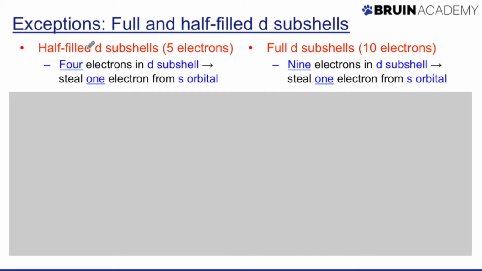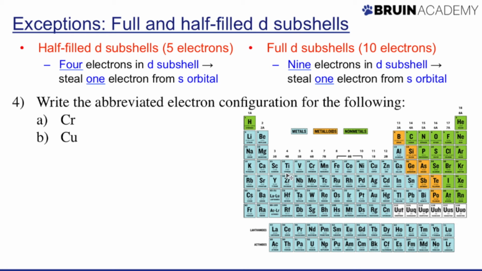For a half-filled d subshell with 5 electrons, if ever you have 4 electrons in a d subshell, you're going to steal 1 electron from the s orbital in order for the d subshell to have 5. Same thing happens if you have 9 electrons in the d subshell. You're going to want to steal 1 electron from the s orbital, so now you have 10. This only happens really for 2 elements on the periodic table, chromium and copper. Chromium is located right here, and copper right here. All the elements underneath them also follow the exceptions, but for the purpose of your class, chromium and copper appear most often.